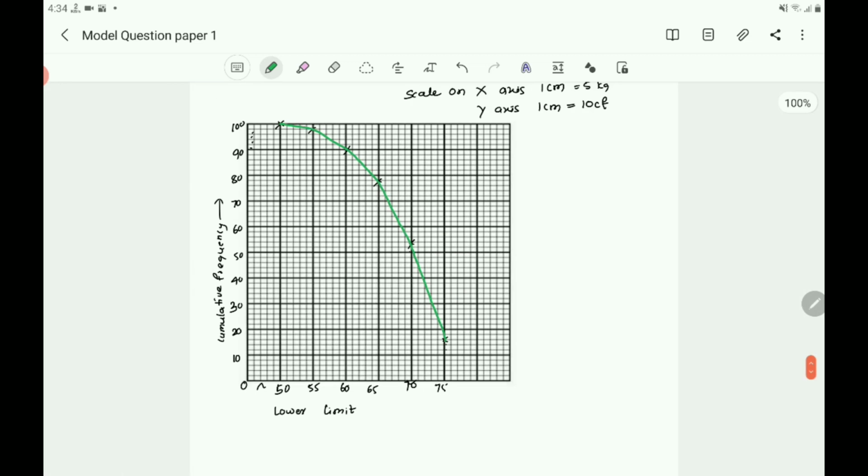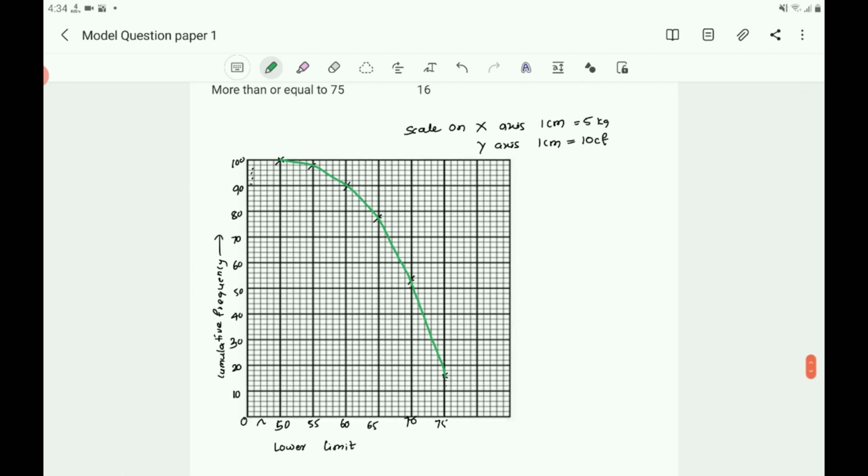Now you got the ogive. This is a more than type ogive you got here.